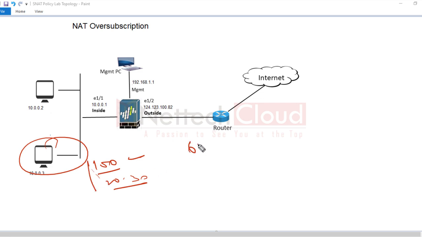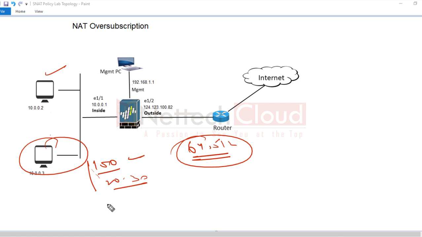Means 64,500 concurrent connections. How many clients will be supported? Again, it depends, because we can only talk in terms of the number of concurrent sessions, not about the number of clients.